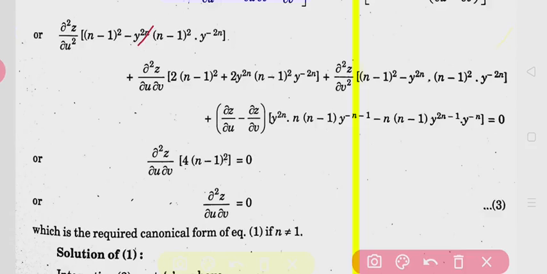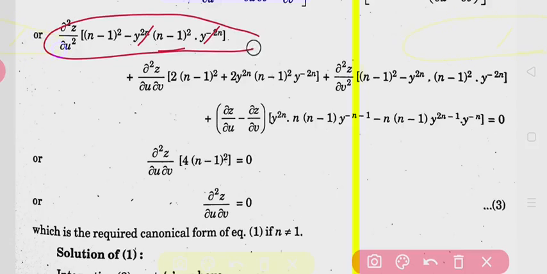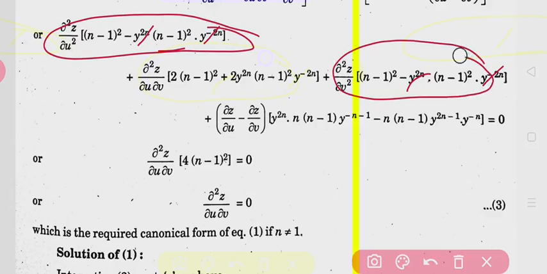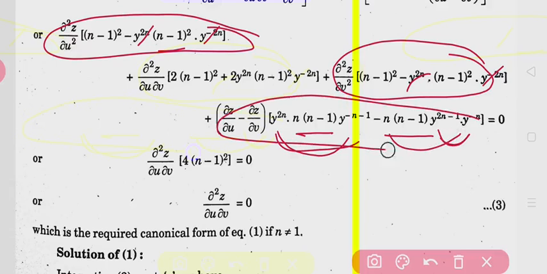Ok, so one thing you observe here, y⁻²ⁿ and y⁻²ⁿ becomes 1. Okay, (n-1)² minus (n-1)², so that term becomes 0, right. Here also y⁻²ⁿ y⁻²ⁿ becomes 1, (n-1)² (n-1)² becomes 0. These terms will be 0 here. Here also y⁻ⁿ into (n-1), n into (n-1), y⁻²ⁿ, y⁻ⁿ plus 1, so that becomes y⁻ⁿ⁻¹ and here also y⁻ⁿ⁻¹. This is a positive sign, this is a negative sign, so this term is also eliminated.